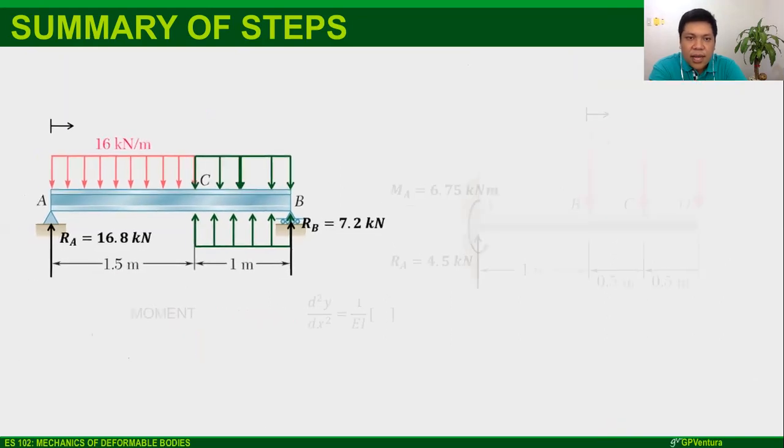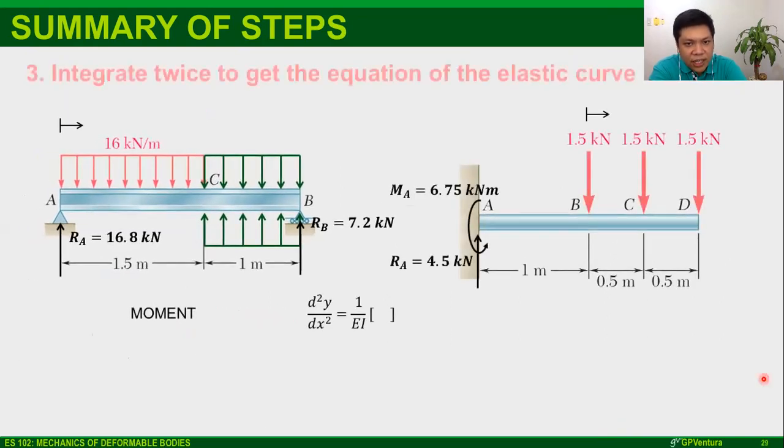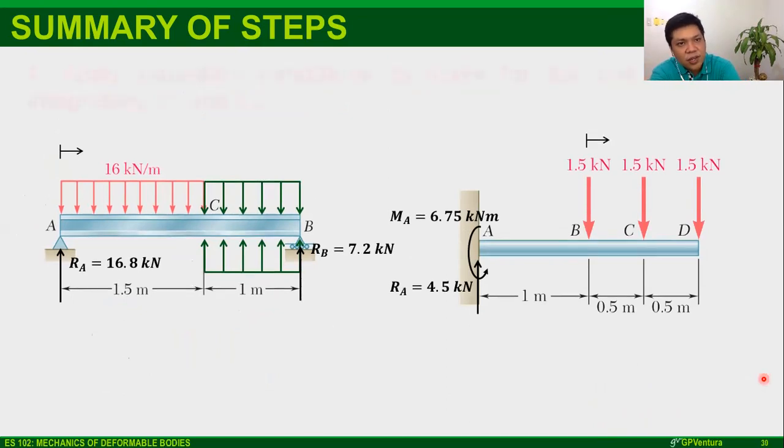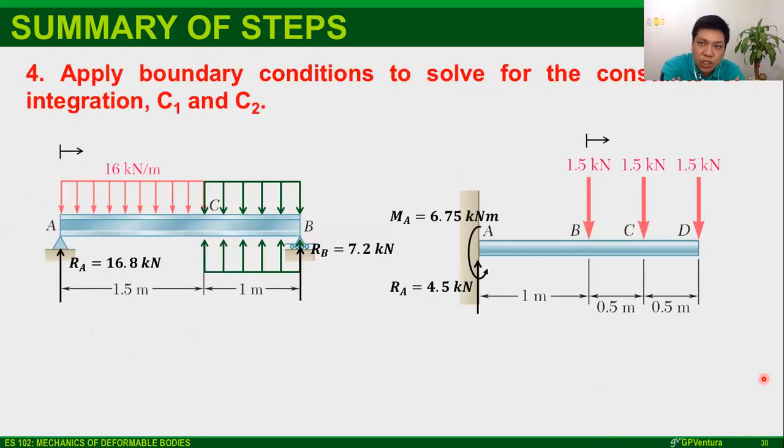Then, I now need to perform double integration to get the slope and to get the deflection of the beam. So please remember, if I integrate once, I get the slope plus a constant of integration C1. Then I integrate further. I now have two constants of integration, C1x plus C2. Next, after integrating twice, I now apply my boundary conditions to solve for the constants of integration, C1 and C2.